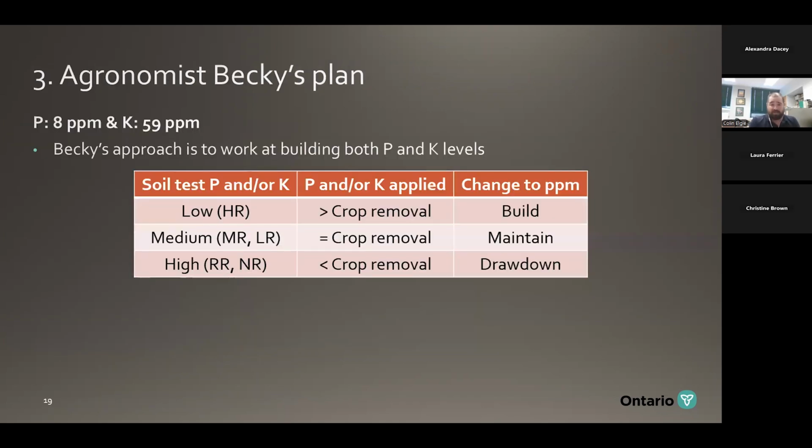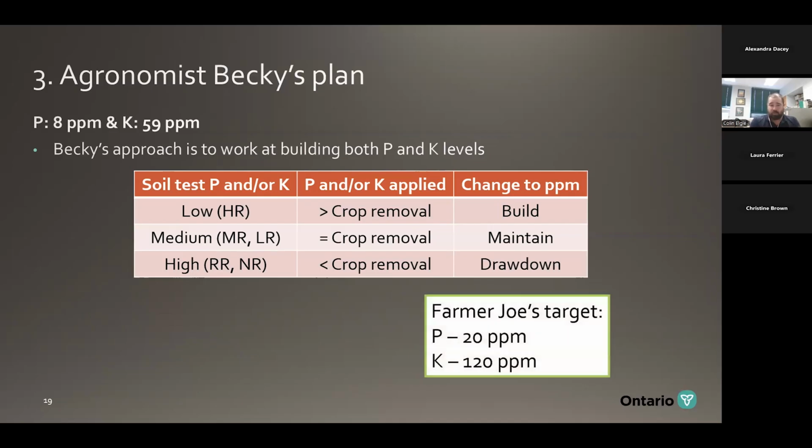So Becky's looking at that data. She's looking at her own approach, and her approach is to work to build both those P and K levels, knowing that they're relatively low testing, they're highly responsive to added fertilizer. And so, like I mentioned before, in a low testing soil, adding more than crop removal for either phosphorus and potassium will build those levels. If we're on the higher test levels, we're looking to draw those down, and so she's recommending to apply less than crop removal.